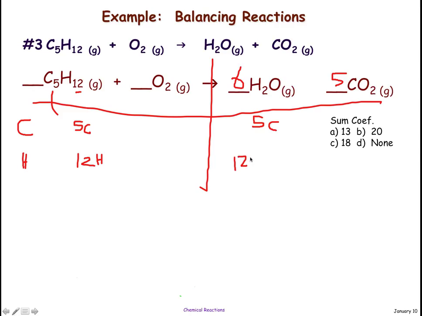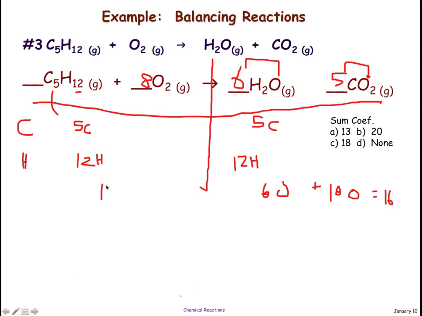Finally, the last step is the oxygen. If you take a look at this, this is 6 oxygens and this is 10. Remember that for each carbon dioxide there are 2 oxygens, so 2 times 5 is 10. So that's a total of 16 oxygens. How do we get 16 oxygens on the other side? Simple enough, put 8 right there. So that right there would be a balanced equation.